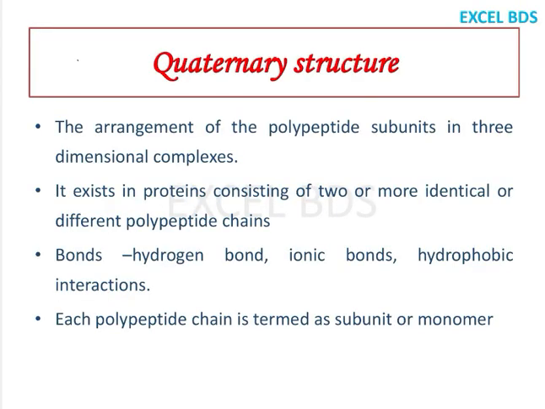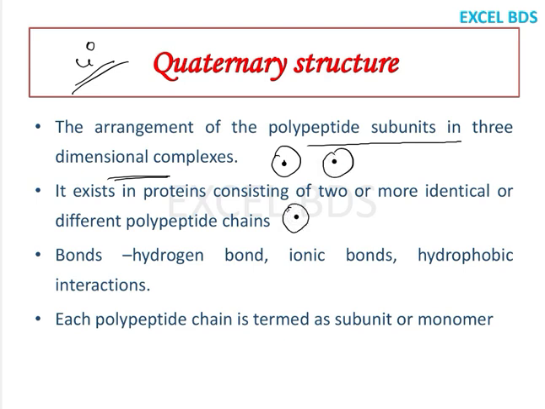The final level, the fourth or quaternary level, is the arrangement of polypeptide subunits in three dimensions. Till now we have seen only one polypeptide chain. Now there is another polypeptide chain, and they all come together to form a single protein or multiprotein combination. It exists as a protein consisting of two or more identical or different polypeptide chains.